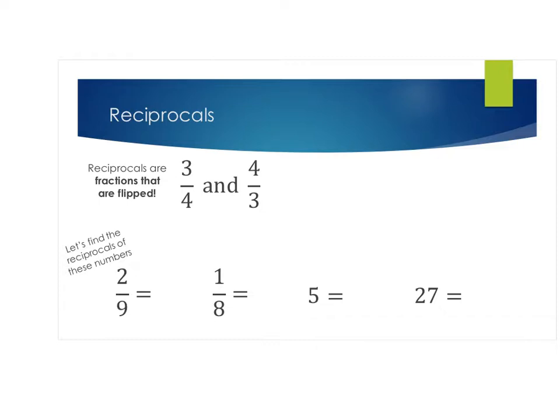So let's find the reciprocal of the fractions below. For example, 2/9, to find the reciprocal, we just flip it. So it'd be 9/2. What about 1/8? Yeah, it'd be 8/1.